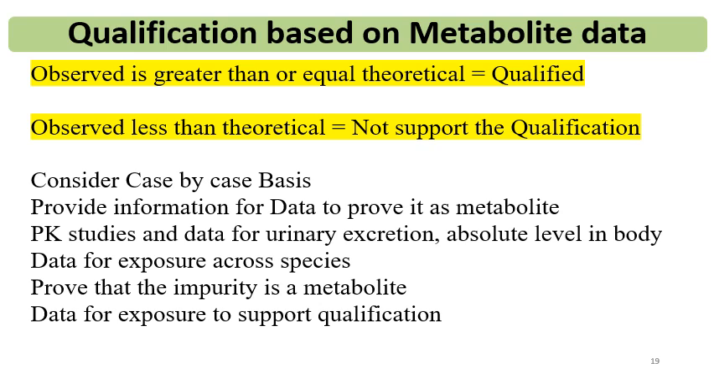Sometimes the animals will have more metabolite circulating in the plasma, but when it is given to human beings, the story may change. The metabolite may be higher or lower than the calculated limit. So once again it is required to be proved that the impurity is a metabolite. PK data is required to be given and data for exposure is required to support the qualification.